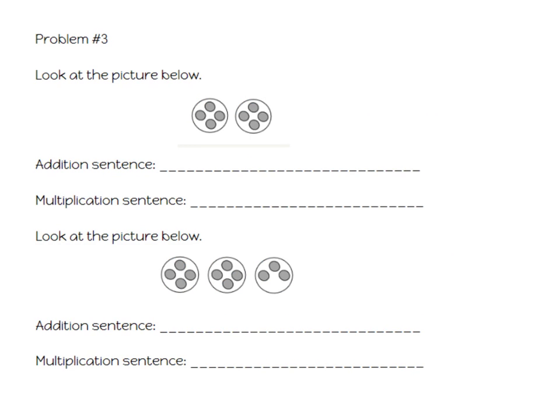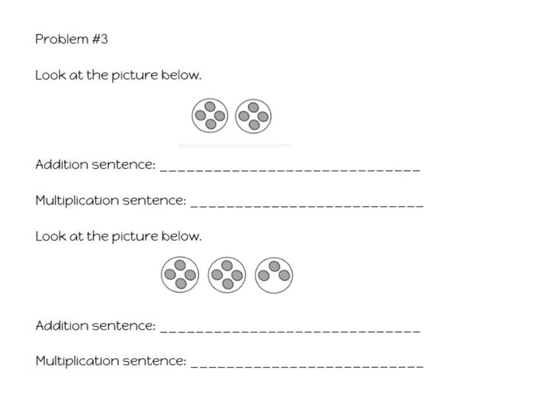Let's look at problem 3. Look at the picture below. There are equal groups. They are considered equal because there's the same number of gray circles in each of the groups. Write a repeated addition sentence and then the multiplication sentence for this picture. Pause the video while you work and replay when you are ready to check.